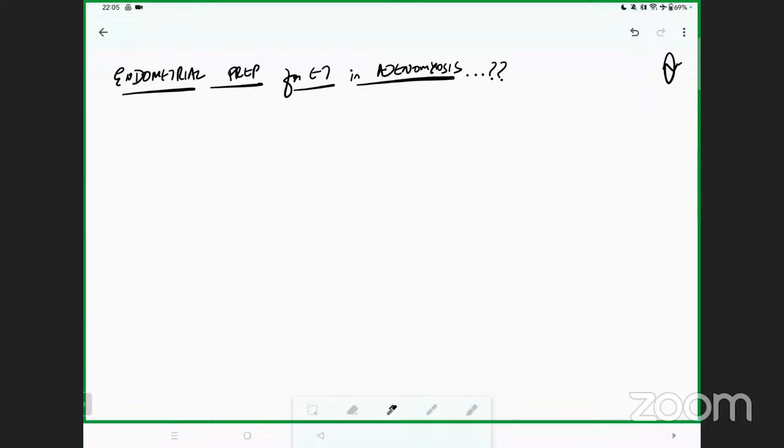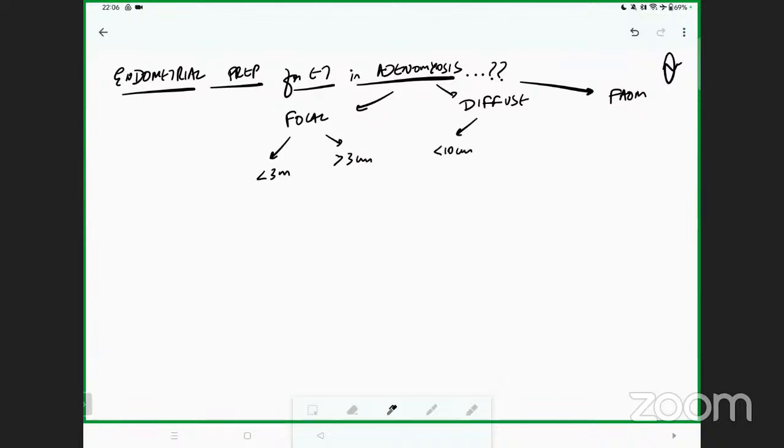Again, as we know, we have divided adenomyosis into three categories. One is focal, second is diffuse, third is focal adenomyosis of outer band. So we know the criteria, right? Basically, focal less than 3 centimeter, more than 3 centimeter, diffuse where uterine size is less than 10 centimeter, more than 10 centimeter. Focal adenomyosis of the outer band, nobody cares. Answer is only laparoscopic surgery.